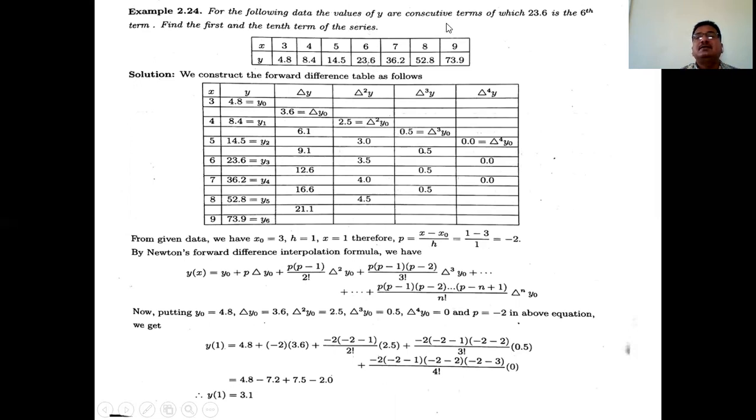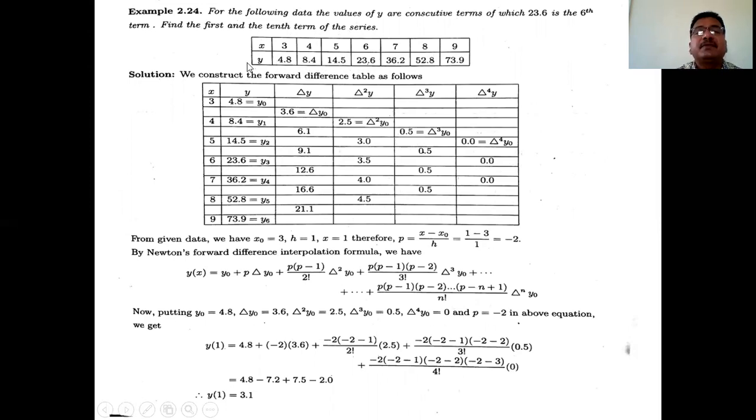23.6 is one of the consecutive terms, and it is the sixth term. If we observe the table, 23.6 is the fourth number term: 1, 2, 3, 4. But this table is not given fully; 23.6 is the sixth number in the table. Then find the first and 10th term of this table or series.